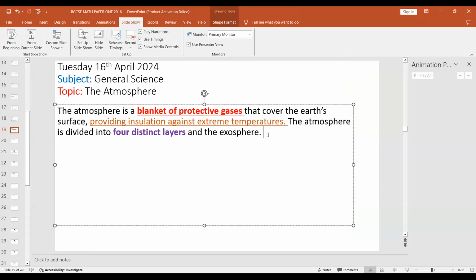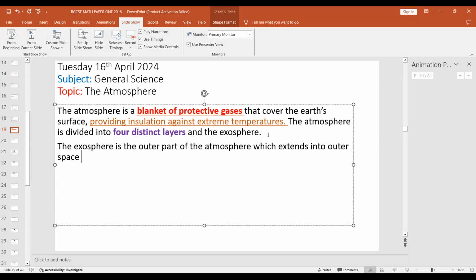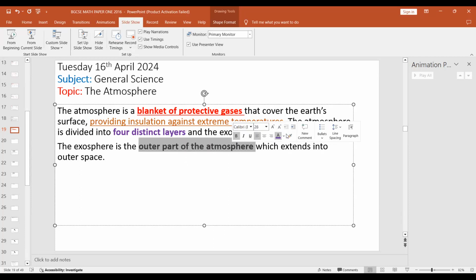Okay, so next up, let's talk about the exosphere. So the exosphere, that's the outer part of the atmosphere. So the exosphere is the outer part of the atmosphere, which extends into outer space, right? So the exosphere is going to be that outer part of the atmosphere that extends into outer space, okay?